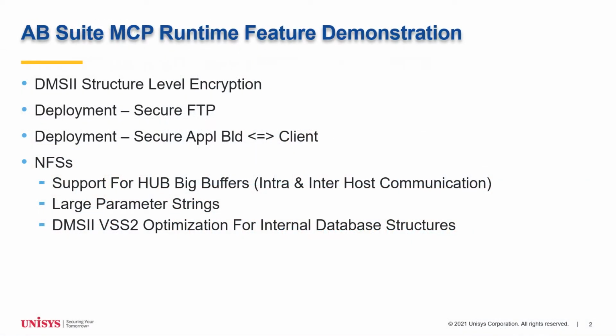I am going to demonstrate the following AB Suite 8.0 MCP runtime features. First, DMS2 structure level encryption, secure FTP, support for TCP/IP encryption between the client and the AppleBuild server. Then we have NFSs, support for big buffer ISPECs in intra and inter-host communication, larger parameter strings, and VSS2 optimization of block sizes for internal database structures.